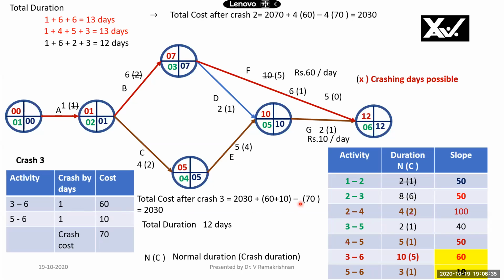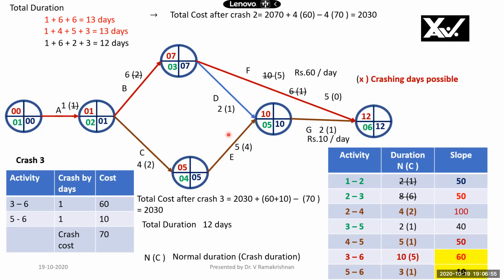Okay, project duration is reduced by 1 day. Therefore, saving in indirect cost is 70 rupees. Both are the same, so the cost remains the same, right? For the same project cost, 2030, before also 2030, now also 2030, we can reduce the project duration to 12 days.